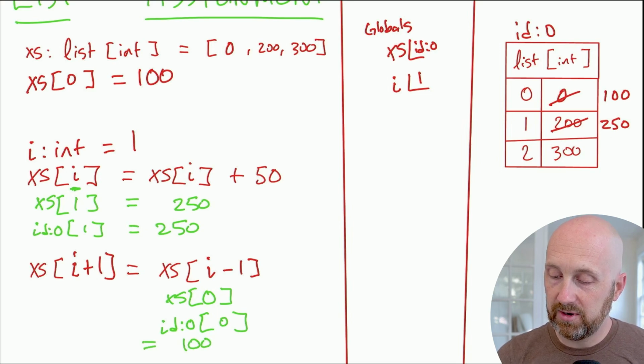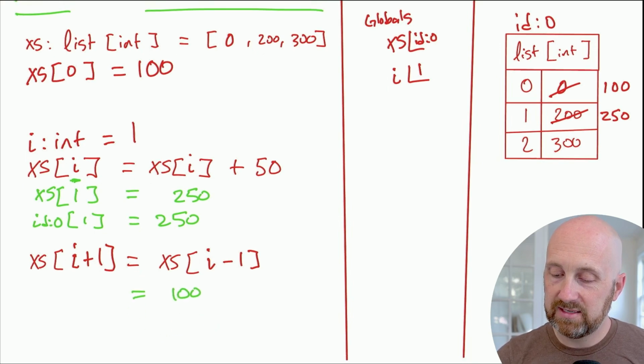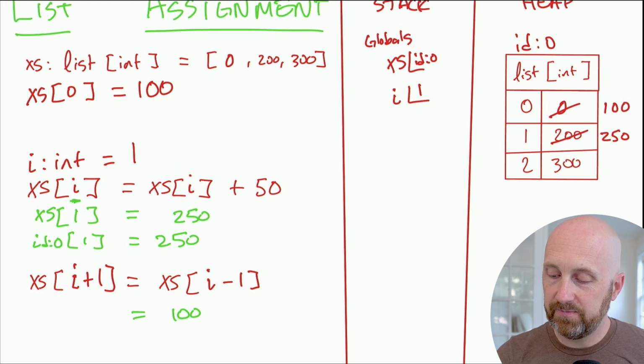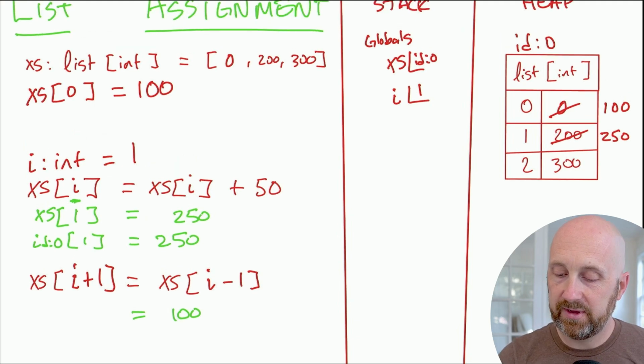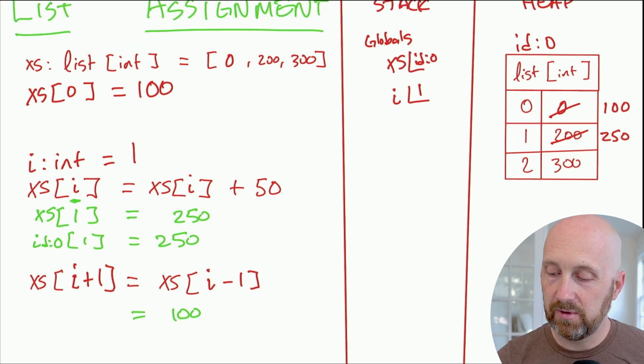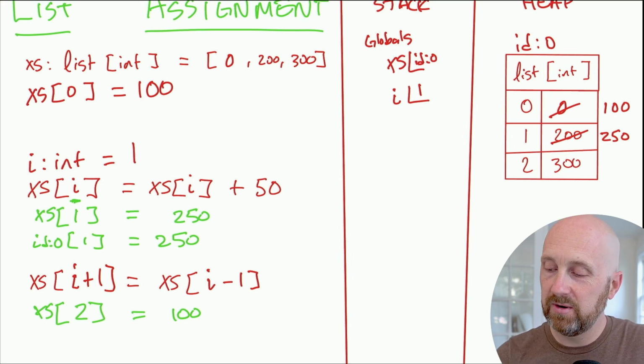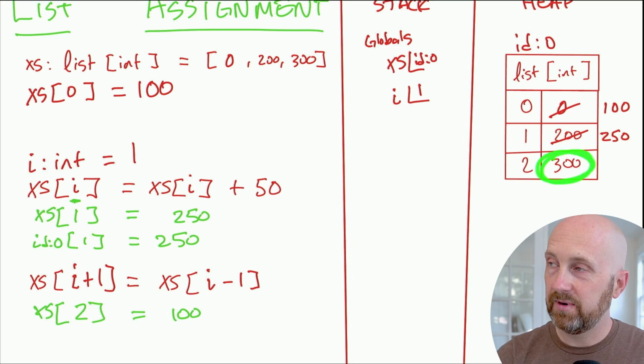And I'm going to go ahead and clear this out and give myself some more space here. So now we're looking at x's at i plus 1. And let's simplify the right-hand side. So i is currently 1, and 1 plus 1 is 2. So x's at 2 is assigned 100. Well, we already know this is ID 0. We know that we're talking about this particular location right here, right? So this is going to be updated to be 100.